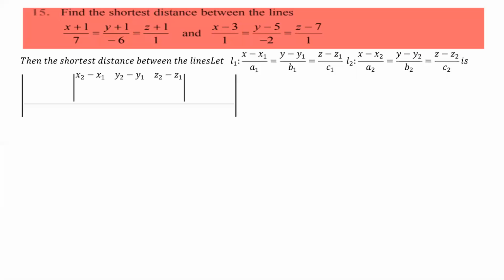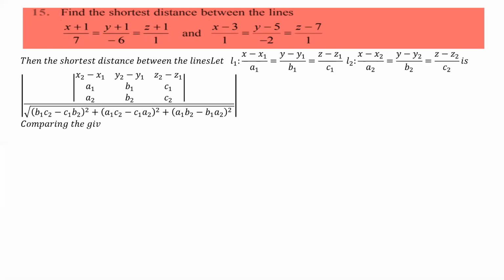And then just compare the given equation and the formula and write down the values of x1, y1, z1, x2, y2, z2 and a1, b1, c1 and a2, b2, c2. So by comparing this, x1 is minus 1, y1 is minus 1, z1 is minus 1. Look at here, x minus of minus 1, so x1 is minus 1.